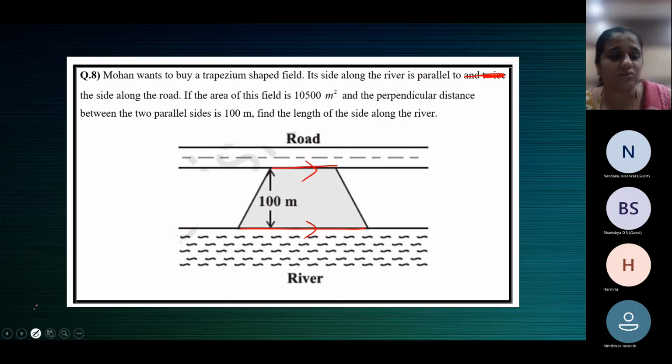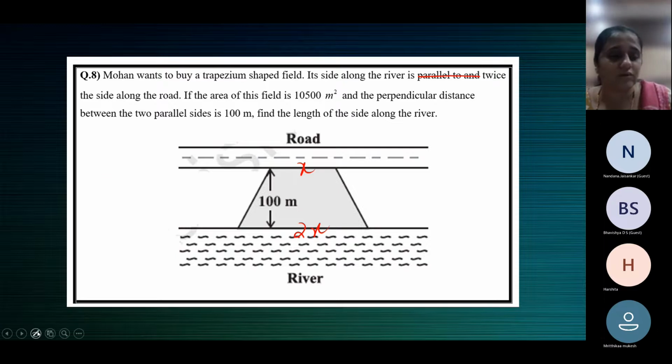Now, take away these words and read. Take away this "parallel to" and remove these words. Now read. Its side along the river is twice the side along the road. So river is twice. So that means this is 2x. This is x.